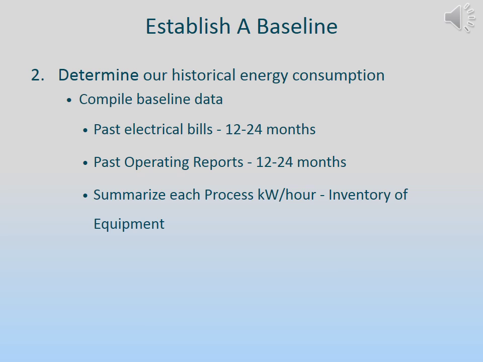Establish a baseline. To establish a baseline, we will need to determine our historical consumption. We should compile past data and suggest looking at the past 12 to 24 months. We want to do this for the same period with our operating data also. We don't need all of our operating information, just the key information or parameters that are related to our processes. Flow being one big number we are going to want to monitor. Ammonia levels, nitrate levels, and DO levels are other things we are going to want to at least consider. Summarize each process kilowatt hour and inventory the equipment needed.